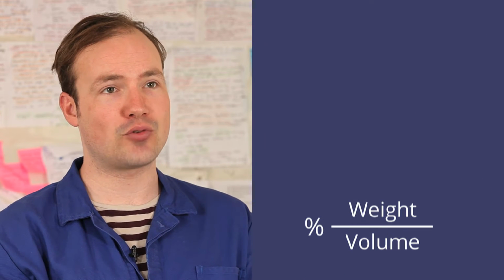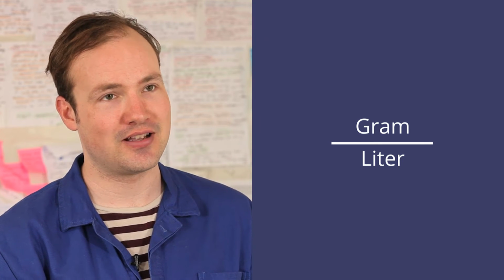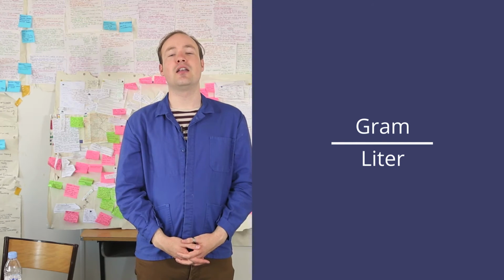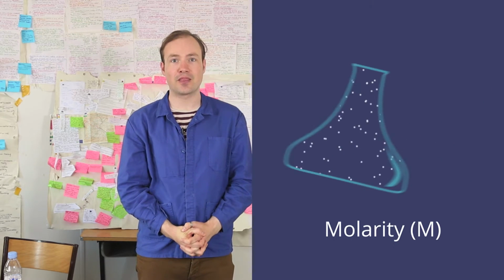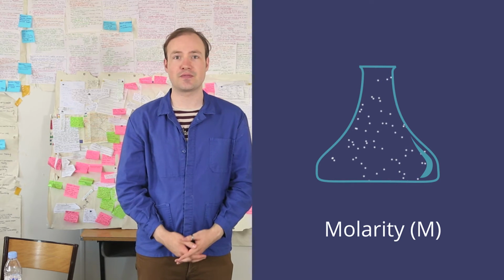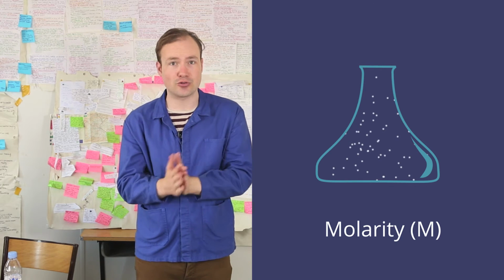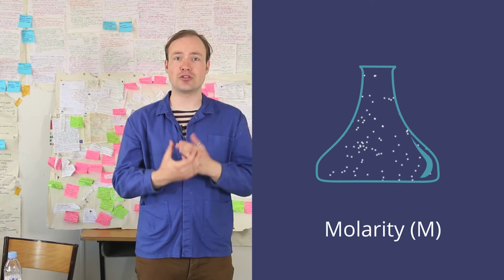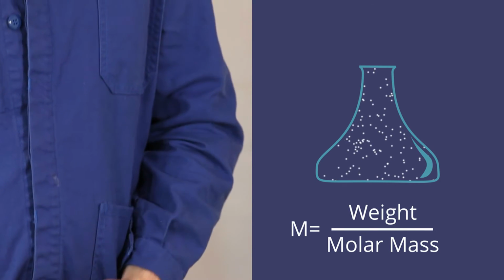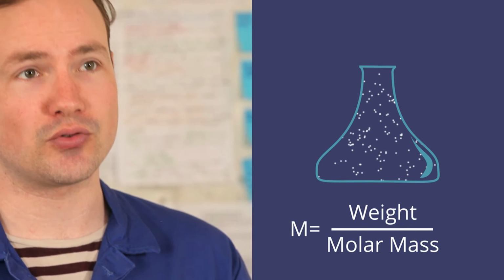Number 3, grams per liter. Good. An easy one. You take this many grams and you dissolve it in that many liters. Number 4, molarity. Molarity is a measure of the total number of molecules of a substance. It's useful when we care about the total number of molecules and not how much those molecules weigh. To determine how many moles you're adding, you take the weight and you divide it by the molar mass. Grams divided by grams per mole equals moles.